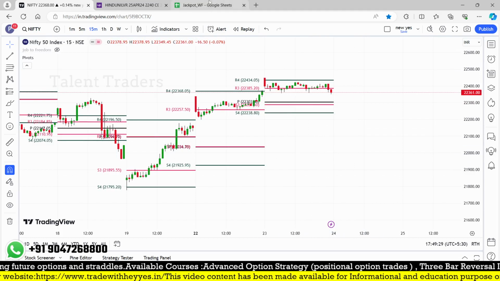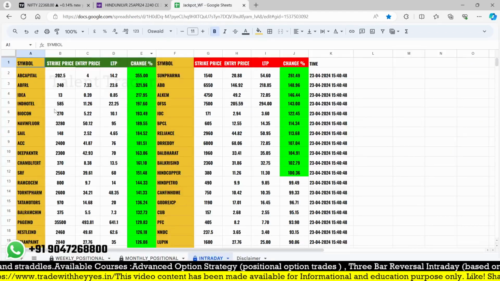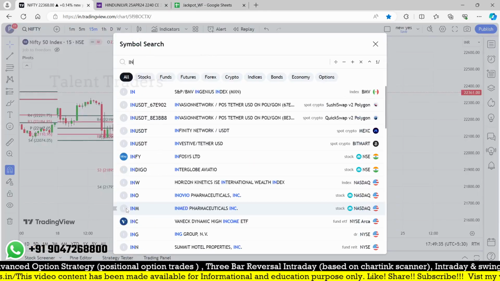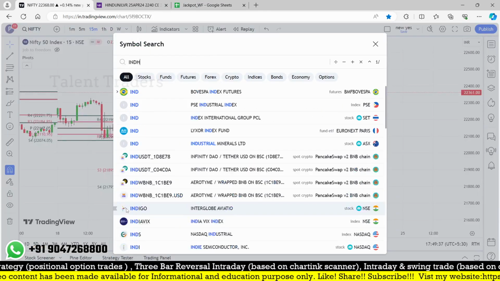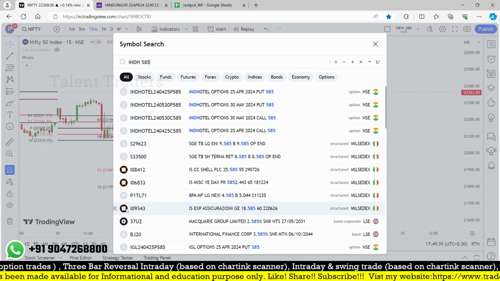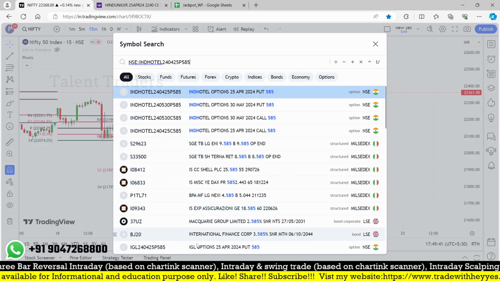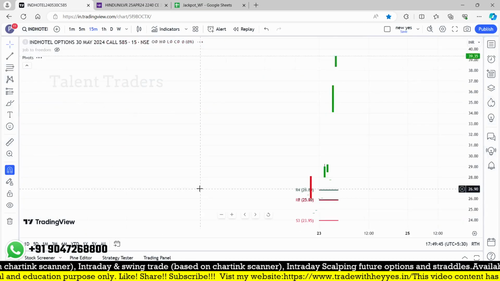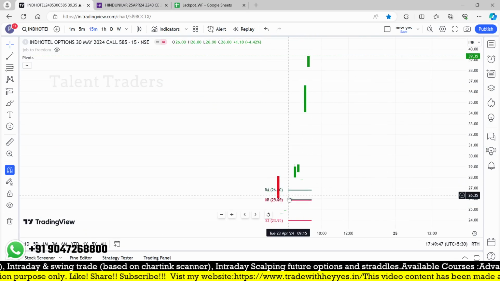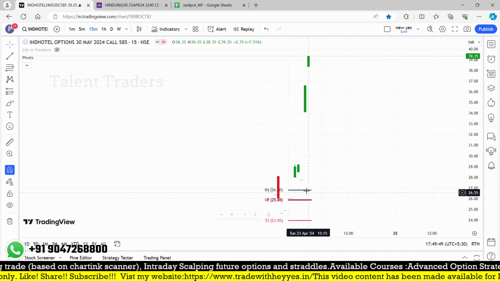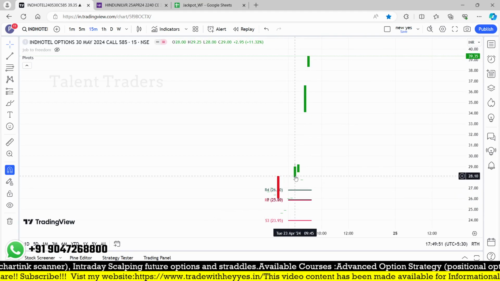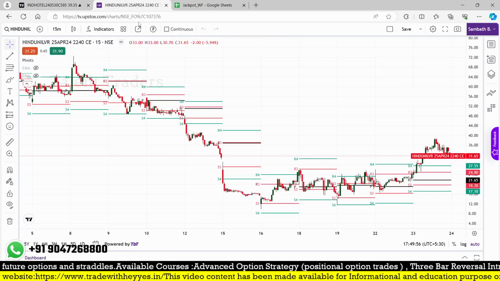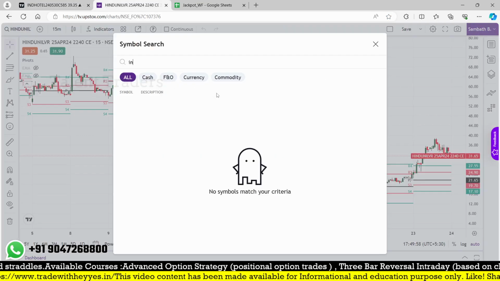Let me go for some of the options which triggered. Let me check Indo Hotel 585, maybe it is at the top. I need to check the call option. Okay, Indo Hotel 585 call option, where you can see the R4 level. It is clearly mentioned, but the stock started above the level, 28, and it went up. The same chart we can check here, Indo Hotel.